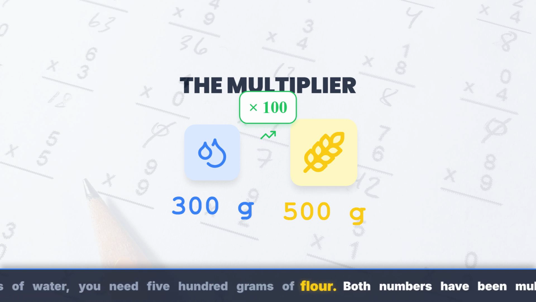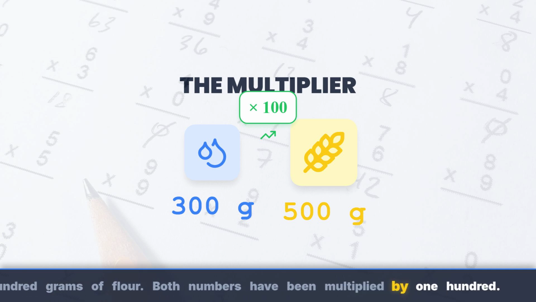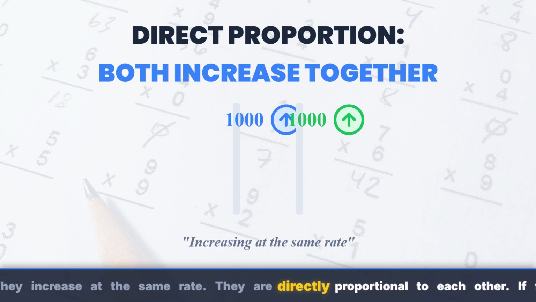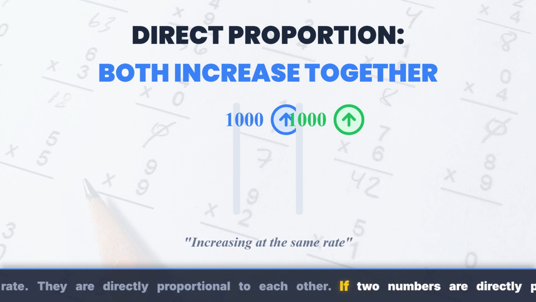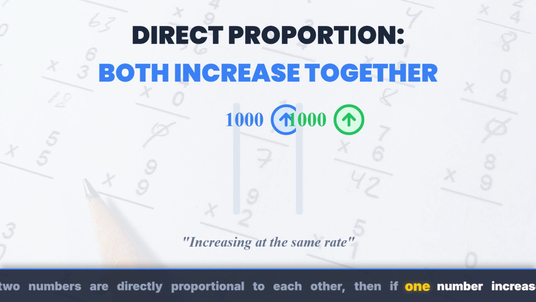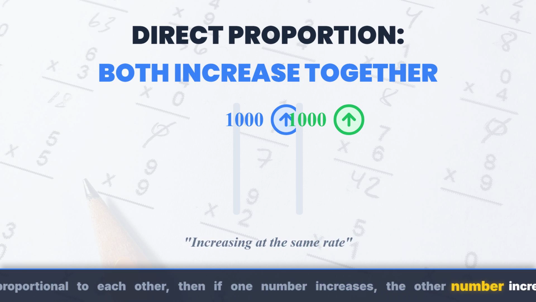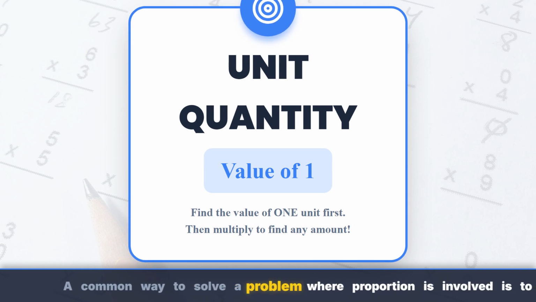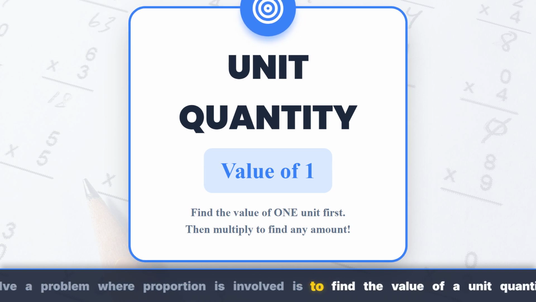Both numbers have been multiplied by 100. They increase at the same rate. They are directly proportional to each other. If two numbers are directly proportional to each other, then if one number increases, the other number increases at the same rate. A common way to solve a problem where proportion is involved is to find the value of a unit quantity.